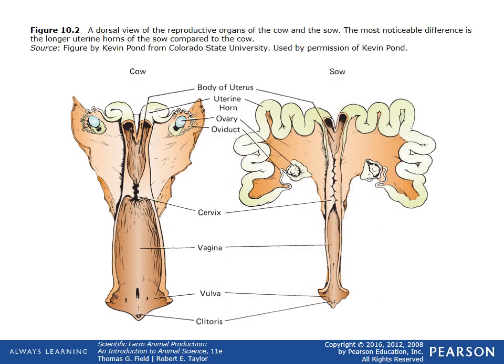Here's a top view of both the cow on the left and the sow on the right. Notice the differences in the size of the vagina, the length of the cervix, and the type of uterine horns. Notice in the sow there's a long uterine horn that's fairly narrow. In the cow they're fairly short uterine horns, but the uterus is much larger, and the ovaries sit on each of those.